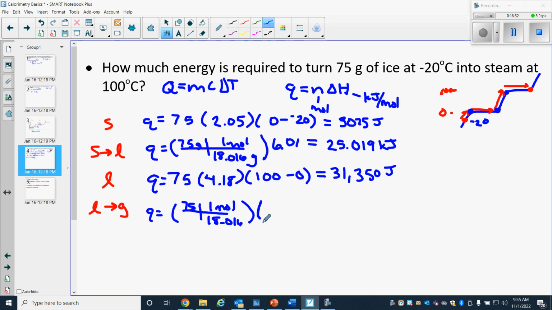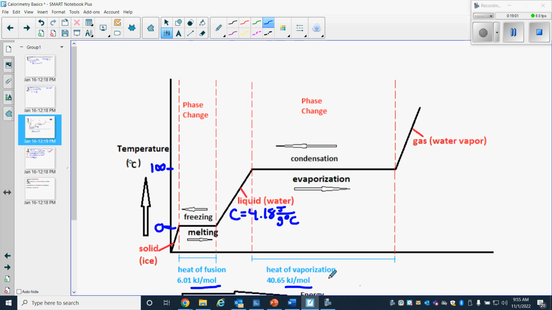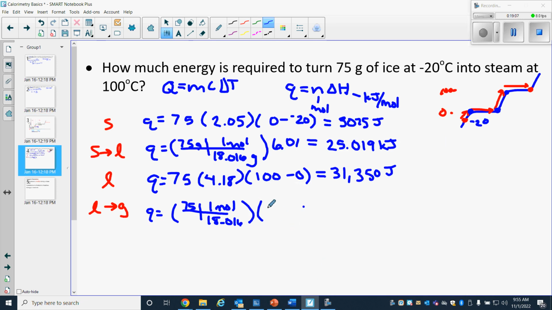And then for our heat here, this is heat of vaporization, goes between liquid and gas. So if we go back to our heat and cooling curve, the heat of vaporization for water is 40.65 kilojoules per mole. And yet again, that value will be given to you. You don't have to memorize it.